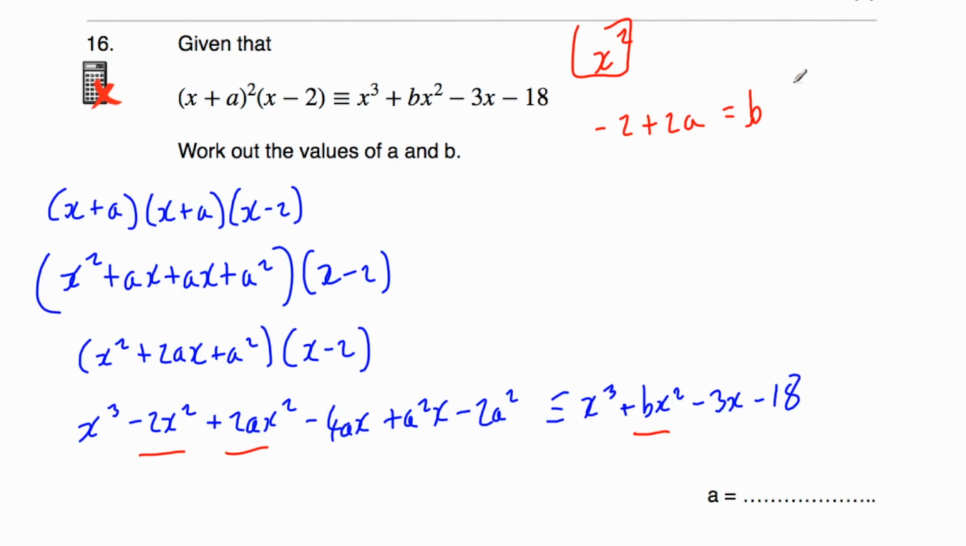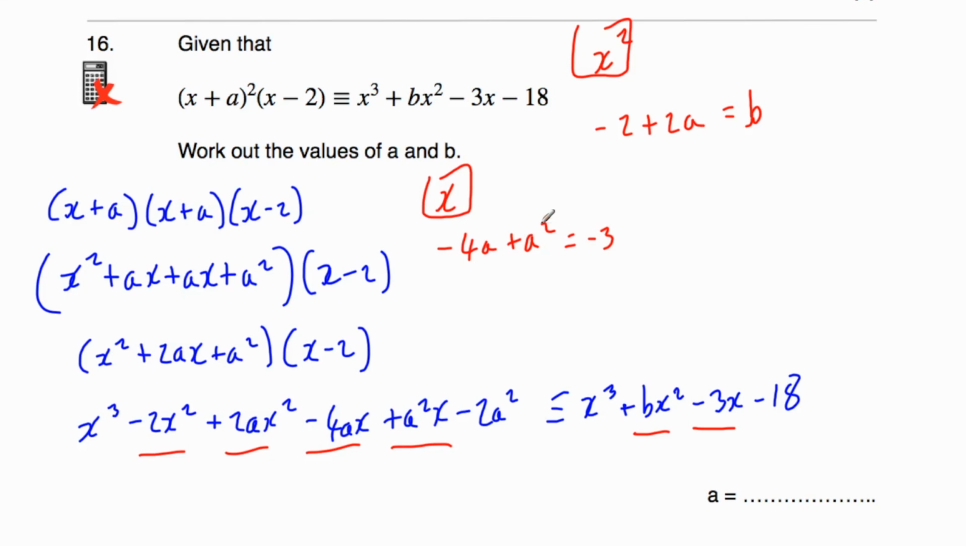Now let's look at our coefficients of x and see what we get. So if we equate our coefficients of x, let's look at the left hand side. So we've got minus 4ax, so minus 4a, and then we've got plus a squared x. And then on the right hand side we've got minus 3x. So that would be minus 4a plus a squared is equal to minus 3. And actually if we have a look at this, this is a quadratic which we could solve, and let's see if we can find possible values for a.